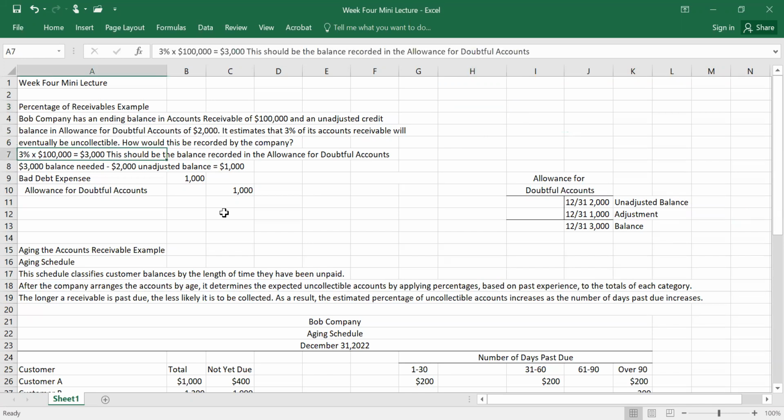So 3% of 100,000 is 3,000. That should be the balance in the allowance for doubtful accounts. That's what we want to have as the balance. So if you look right here, that's our ending balance that we want. It's easy enough to figure out. We're going to just take the 3,000 ending balance we want minus the 2,000 we have right now. And that means we require a $1,000 adjustment. So we're going to debit bad debts expense, and we're going to credit allowance for doubtful accounts for the $1,000.